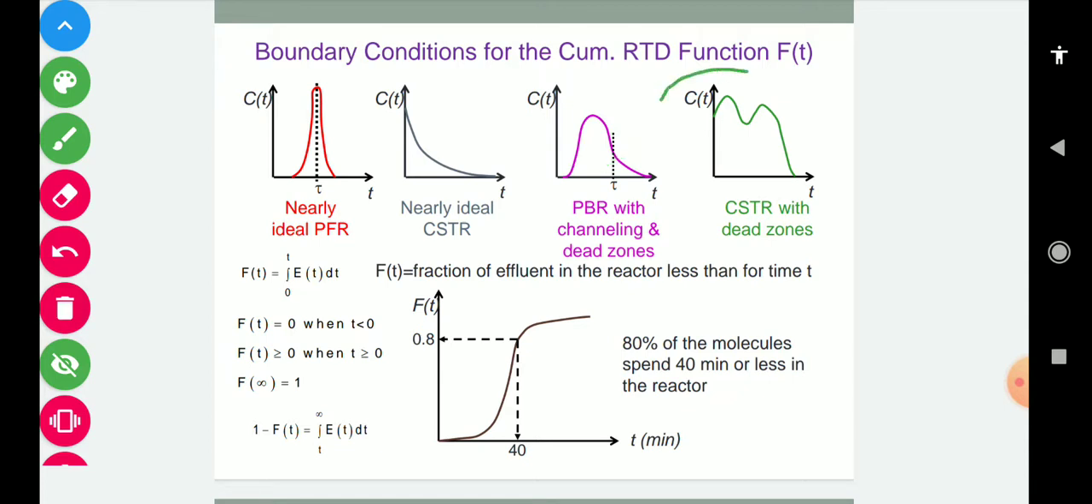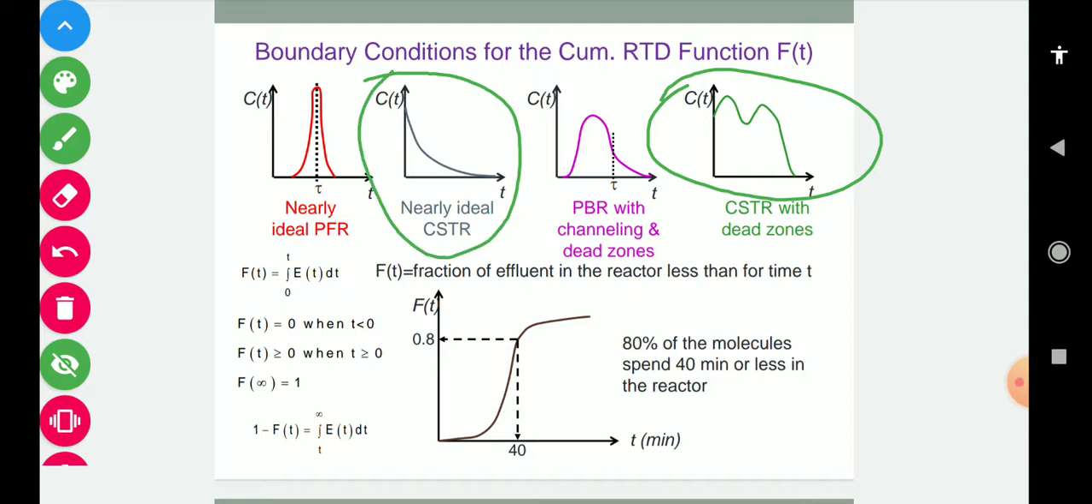On the other hand, in CSTR, if there are some dead zone or some bypassing, then the graph will deviate from this ideal line, meaning ideal trends.